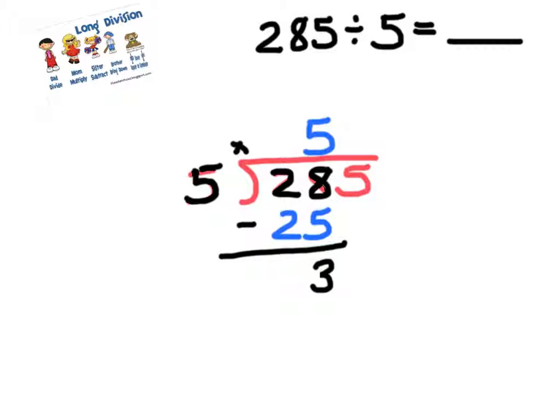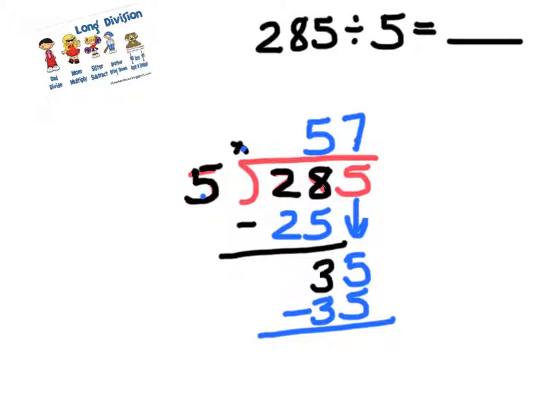Remember that we still have another 5 here. We'll want to bring that down. The new problem is 35, or what number times 5 will equal 35. Because of our basic facts, we know that 7 times 5 equals 35. Therefore, 35 minus 35 is 0. We now know that 57 times 5 equals 285.